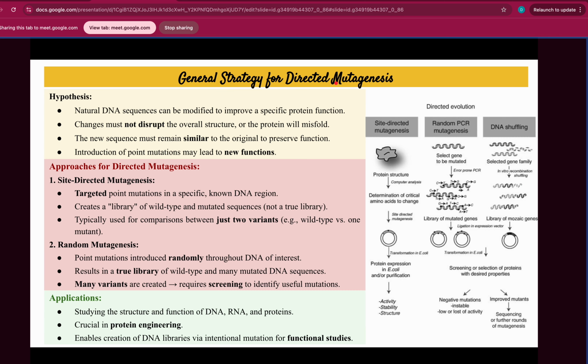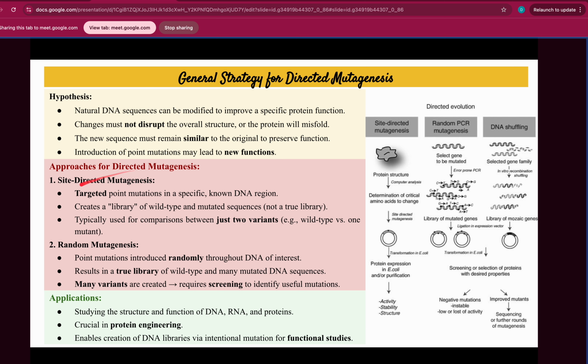Now the general strategy for directed mutagenesis. Our hypothesis is that a natural DNA sequence can be modified to improve its functions. Changes must not disrupt the overall structure. So whenever we are bringing about a mutation, our aim is that the structure should be maintained. It should not lose the structure. And the new sequence should also be similar to the original structure so that it preserves the function. Along with this, the mutation should also lead to new functions. So this is the hypothesis.